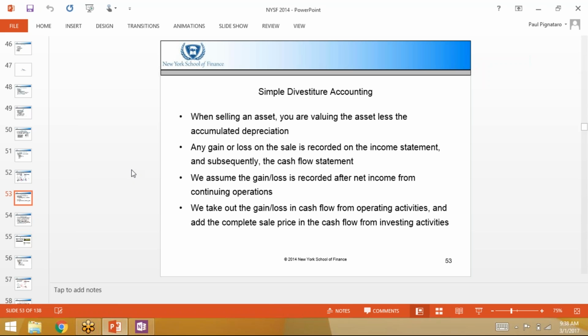So the difference between the value on your books, who cares about market value? The value on your books and the monies received, that difference becomes a gain or loss on sale. And we have to account for that accordingly. Yeah? So that gain or loss on sale is a net income item, an income statement item, or comprehensive income statement item.